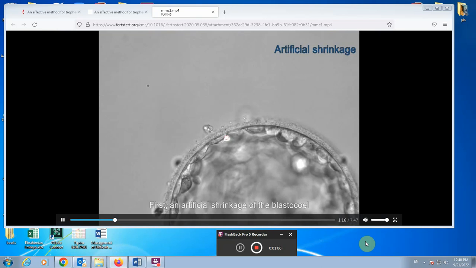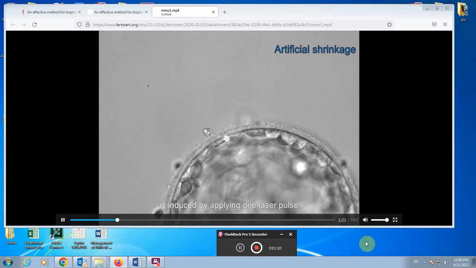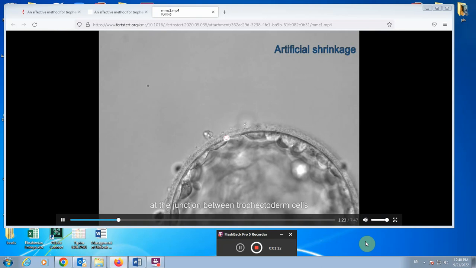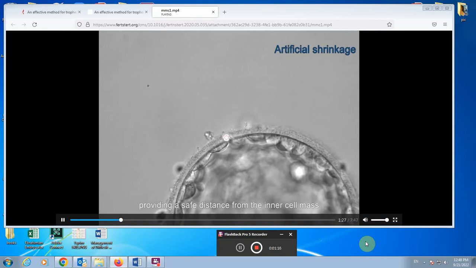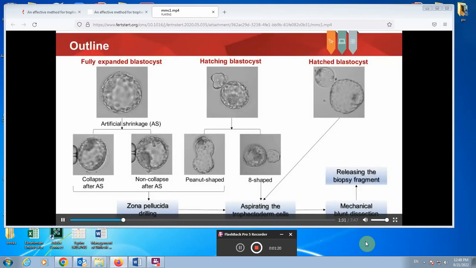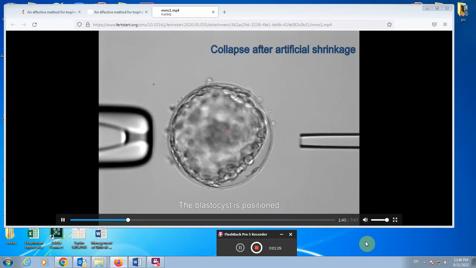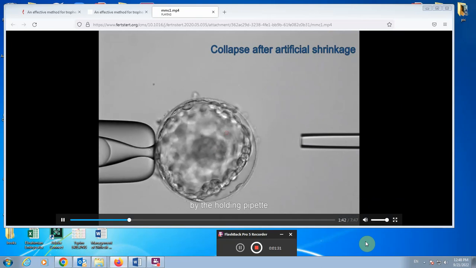First, an artificial shrinkage of the blastocele is induced by applying one laser pulse at the junction between Trophoectoderm cells, providing a safe distance from the inner cell mass. Generally, the blastocyst will collapse after artificial shrinkage. The blastocyst is positioned by the holding pipette.